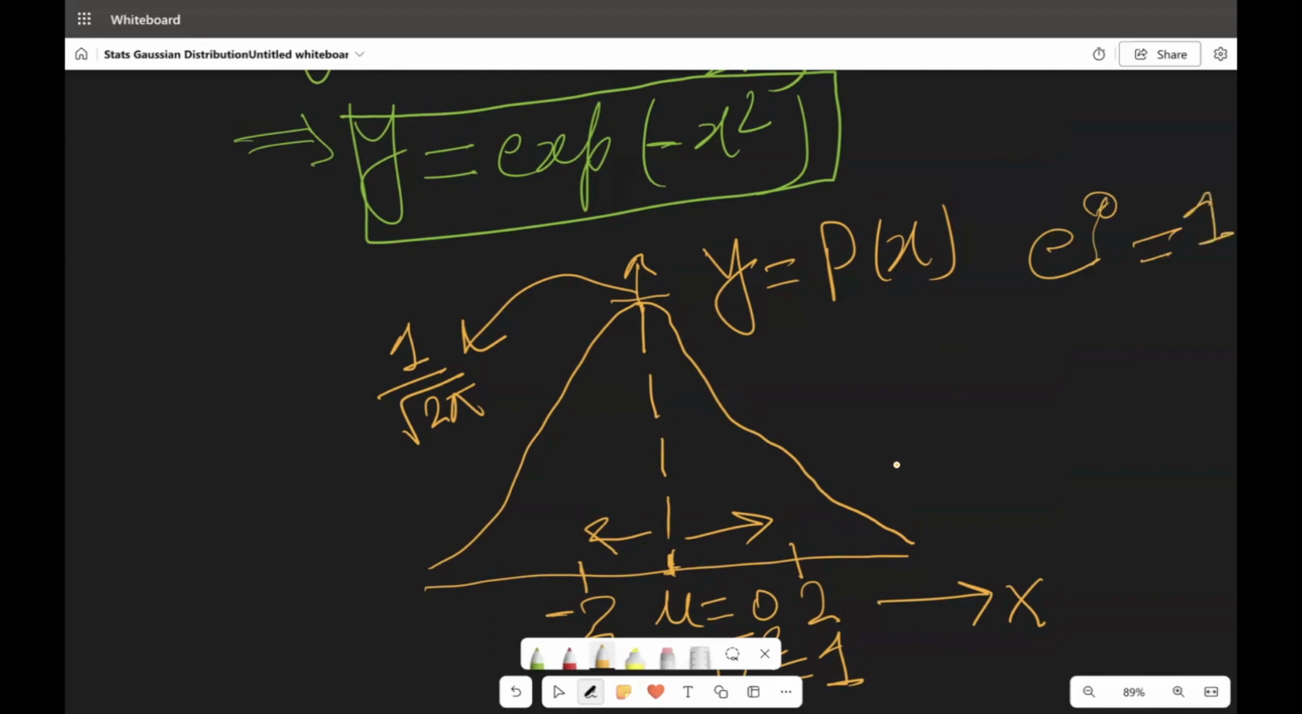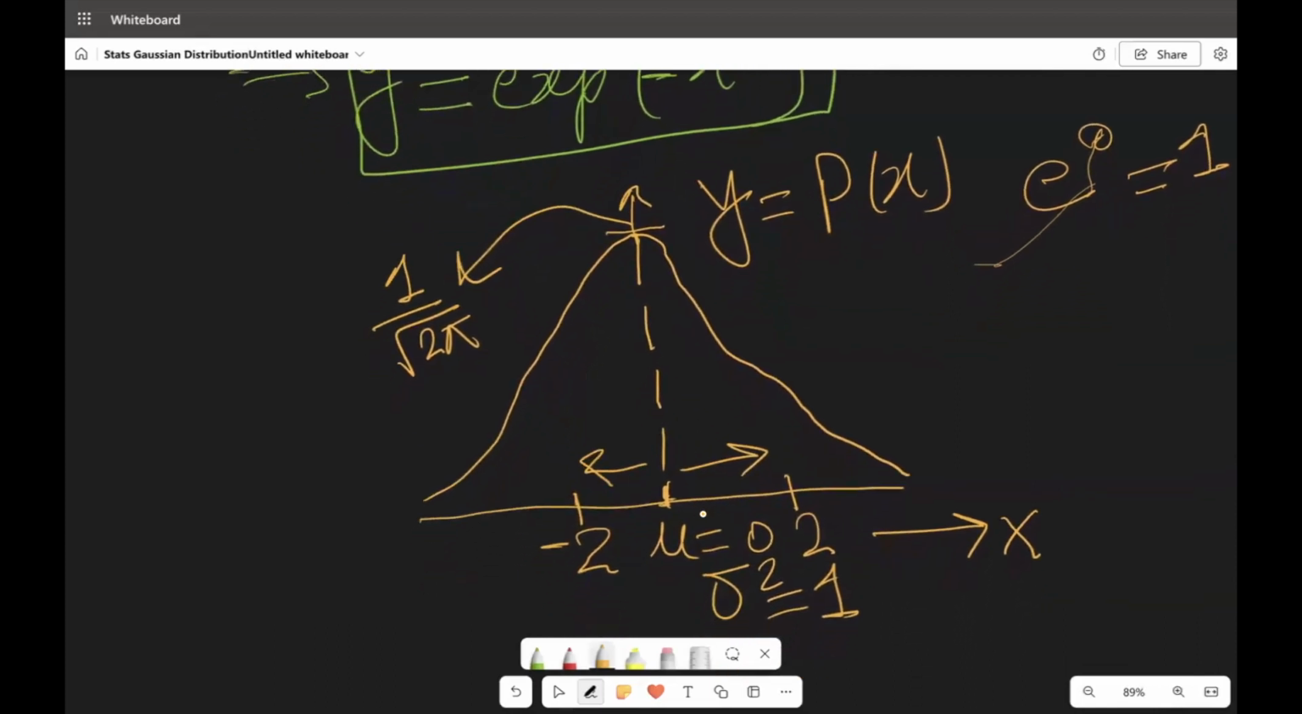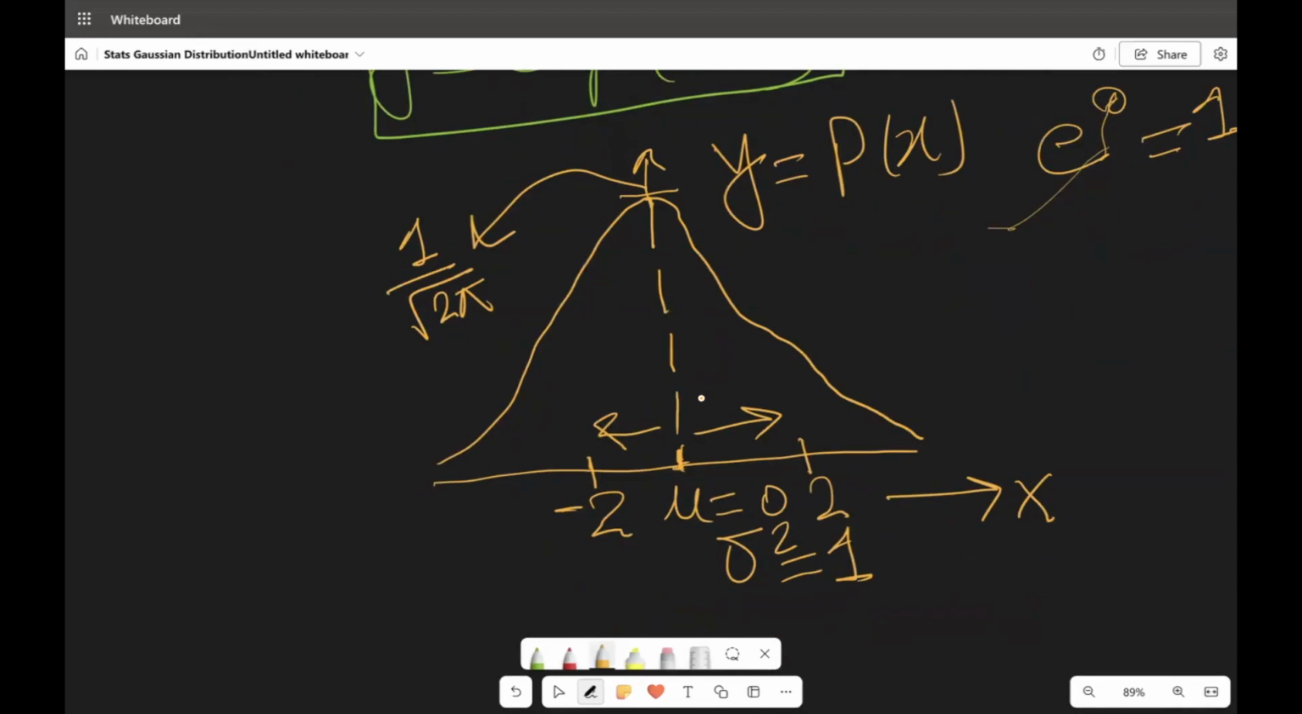So y is going to be e raised to the power of 0 with these constants put in. I will put in the constants here. What I will get is 1 by root 2 pi times exponential of 0, which is equal to 1, because exponential of 0 is 1. So the maximum value here, in this case with mu equal to 0 and, let's assume, sigma squared equal to 1, is going to be 1 by root 2 pi. Let's drop the constant to get a better understanding of the shape here.